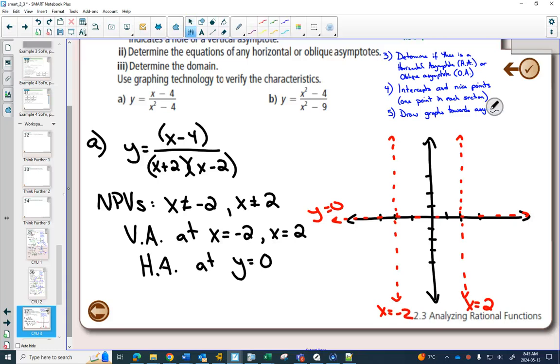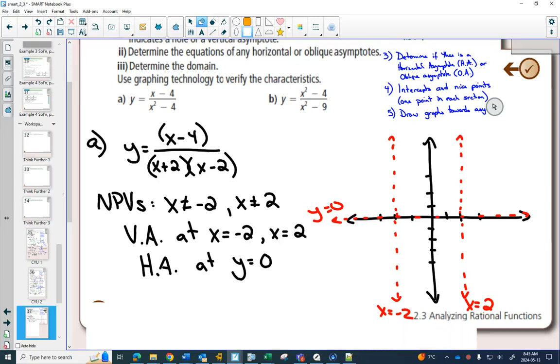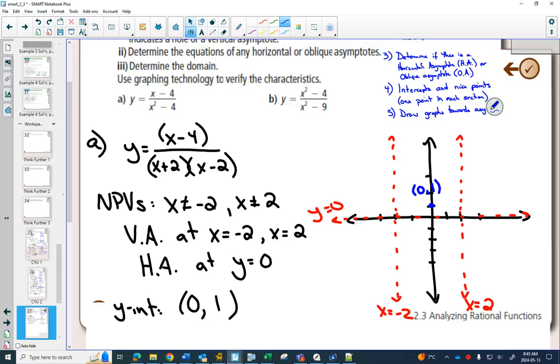Next, always find our x-intercepts and y-intercepts. The y-intercept is always the easiest to find. I like to go to my original equation, because if I plug in 0 for x, I get -4 over -4, which is +1. So I know that I'm going to have this point 0, 1.